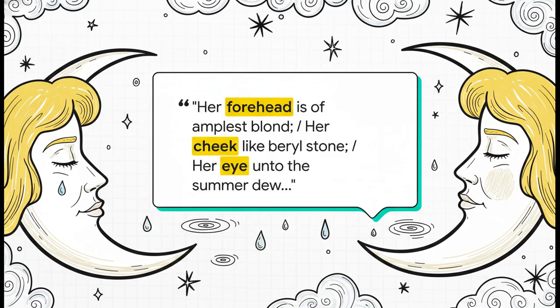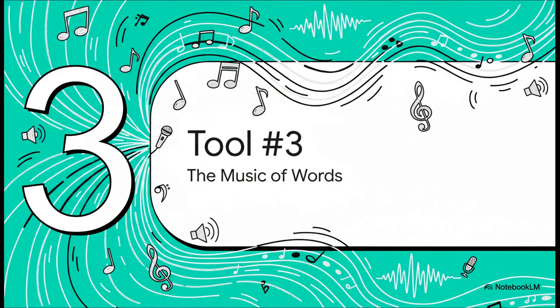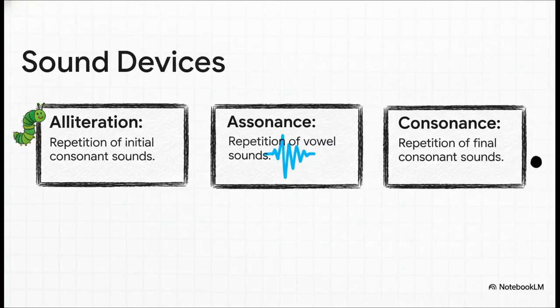So cool. All right, let's switch gears. Time for a quickfire round. These next few tools are less about what words mean and way more about how they sound. This is the music of language, the stuff that makes phrases get stuck in your head. We've got three main players here. Alliteration, which is all about the sound at the start of words. Then there's assonance, which plays with vowel sounds in the middle of words. And finally, consonance, which deals with the consonant sounds at the end.